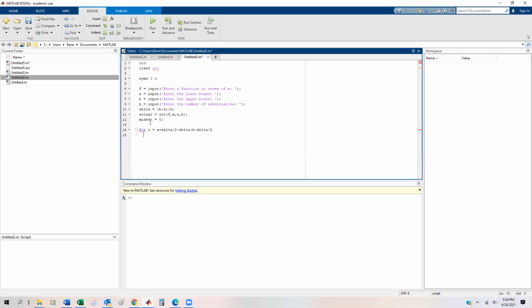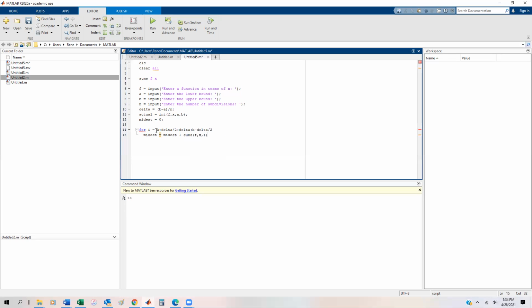And what I want to say is that mid-est is going to be equal to the former mid-est, plus, and now here's where we're going to substitute. So I'm going to substitute into f. The old value is x, and the new value is I.